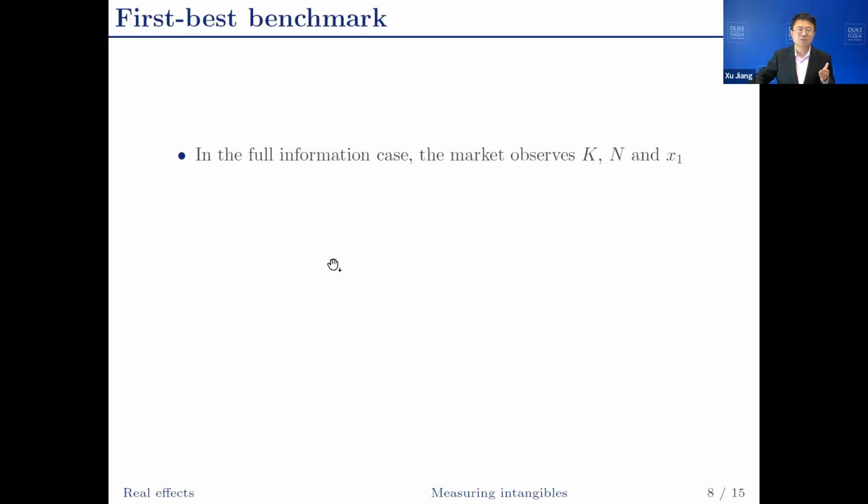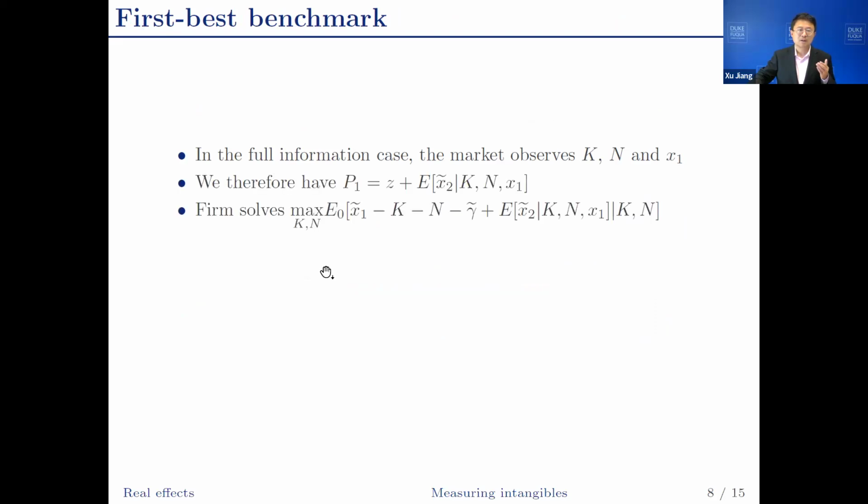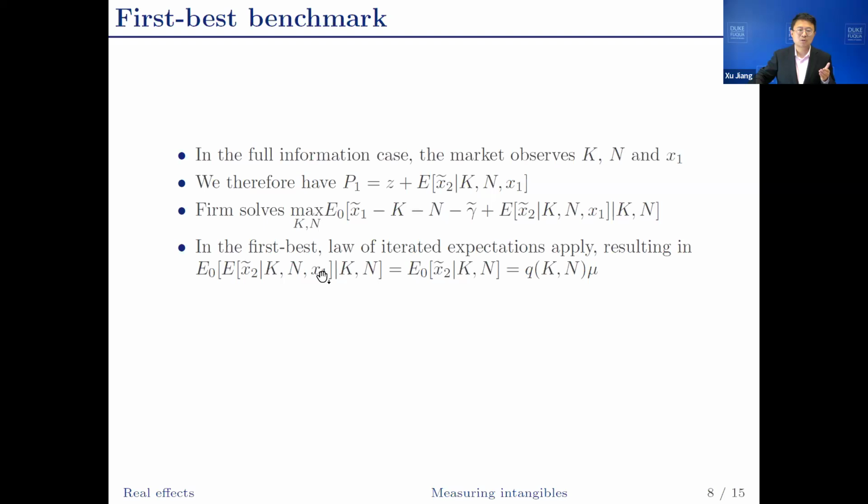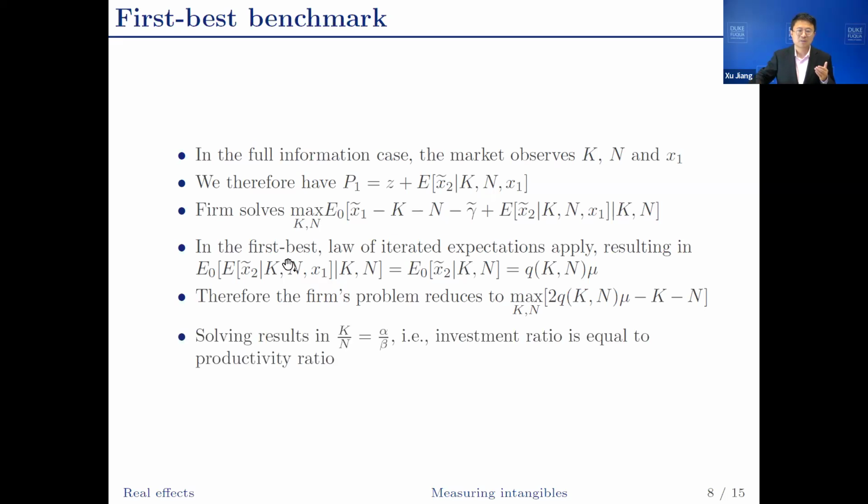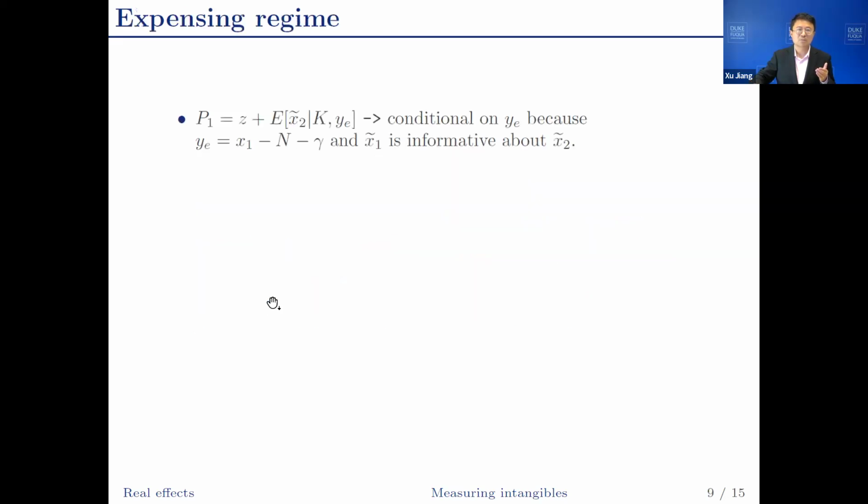Now let's first look at the first best benchmark, the full information case. The market observes everything: K, N, and X1. And we can use the law of iterated expectations in the first best case. And so the firm's problem reduces to maximizing 2Q mu minus K minus N. And we can take the first order condition and solve it. In this case, the investment ratio is equal to the productivity ratio.